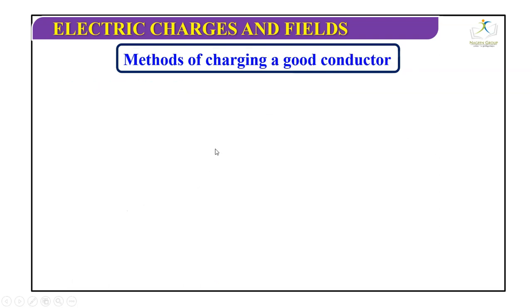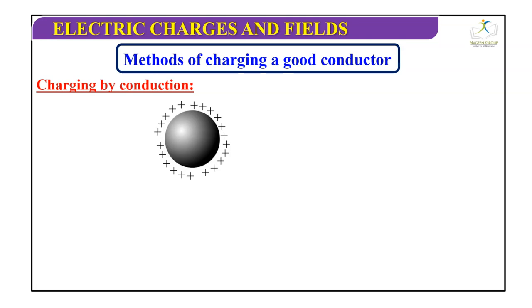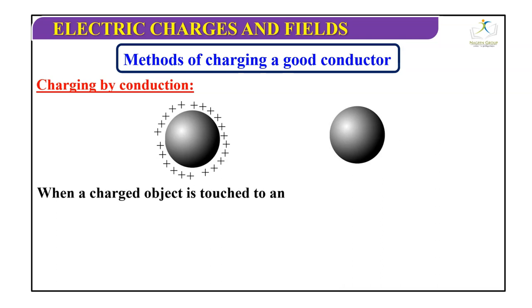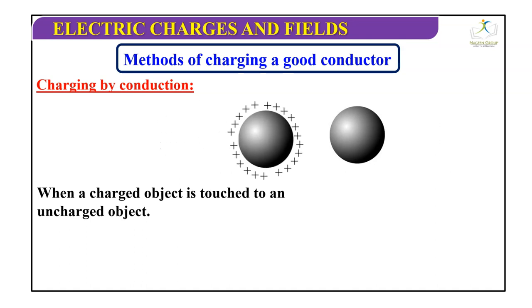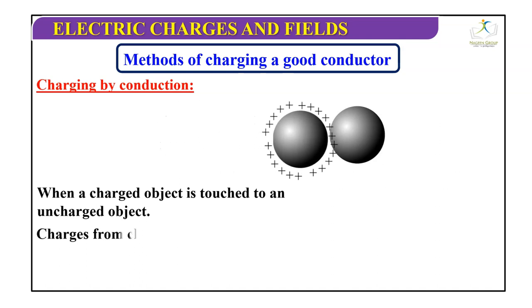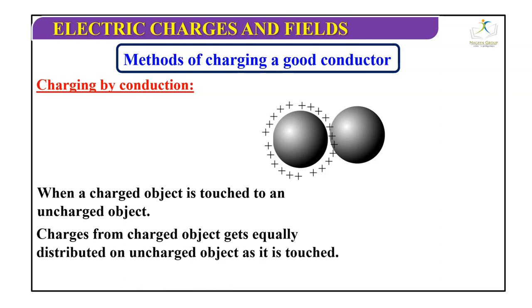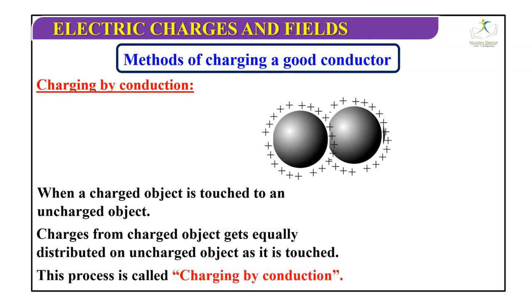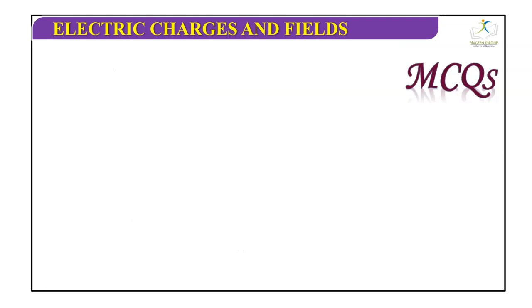Moving ahead, charging by conduction. We have a conducting charged material and an uncharged material also. When they touch the uncharged object, equal distribution of charge occurs. That means the charge gets equally distributed on the uncharged object as it is touched. This process is called charging by conduction.